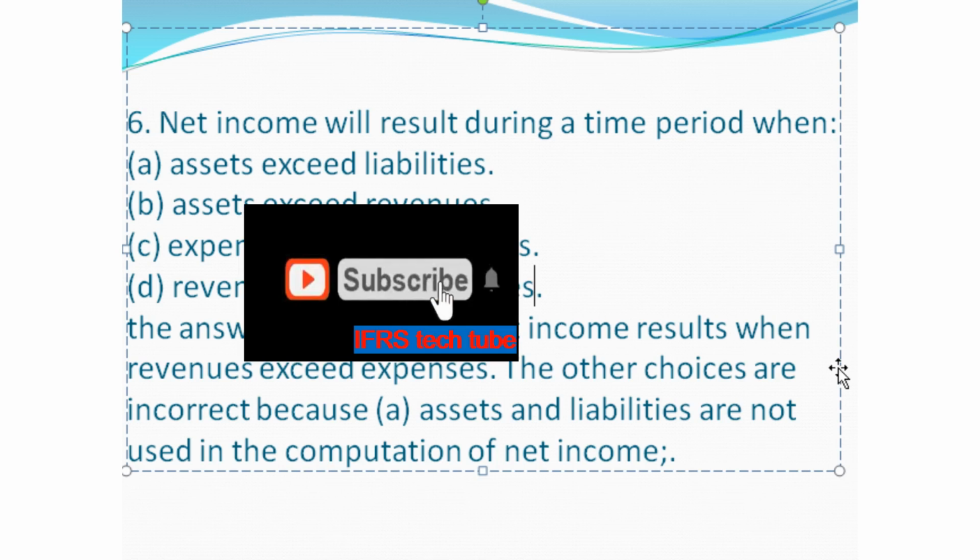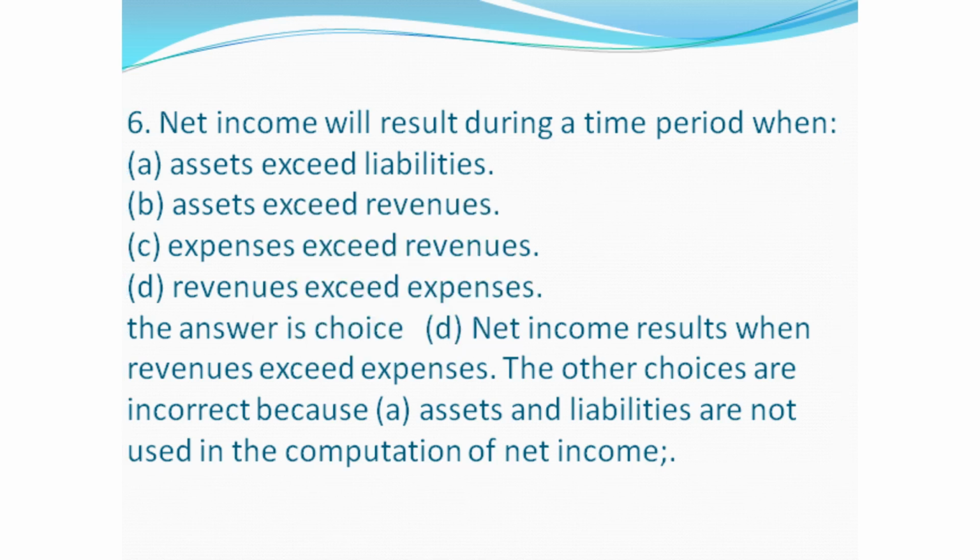6. Net income will result during a time period when A. Assets exceed liabilities. B. Assets exceed revenues. C. Expenses exceed revenues. D. Revenues exceed expenses. The answer is choice D.